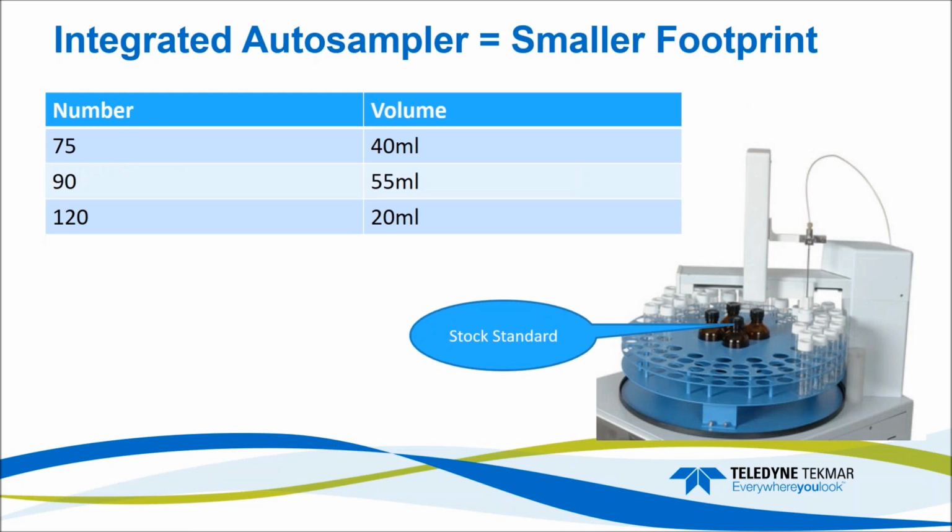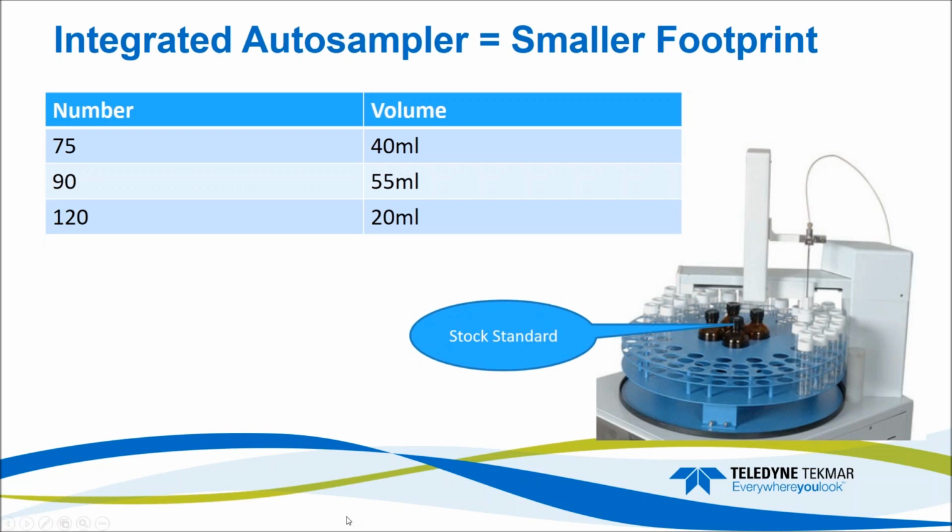And there are some options with the Fusion. Basically, there's 3 different autosamplers you can select. The most standard one is the 40 mL 75 position, but you can use a 90 mL 90 position, 55 mL vial, or 120 position 20 mL vial.